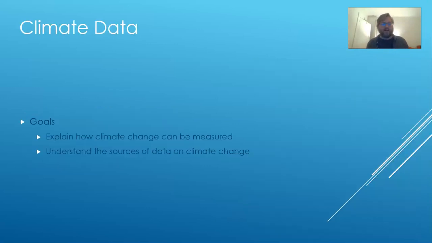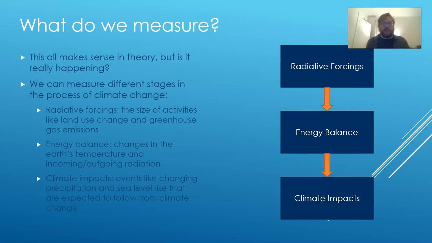So our goals here are to explain how climate change can be measured and to understand the sources of our data about climate change. So first we want to figure out what is it that we're measuring, because climate change isn't one thing. There's not like a single number that is the amount of climate change. There are different types of data that we can use that will help us understand how the theory that we talked about last time, this concept of the greenhouse effect and how it changes the Earth's radiation balance, is actually happening in our actual world?